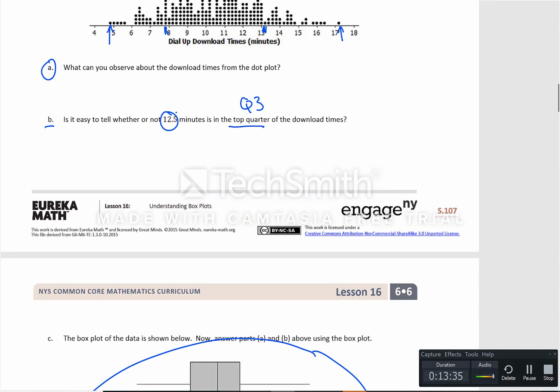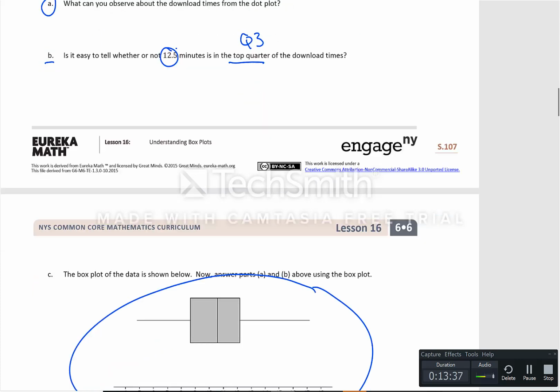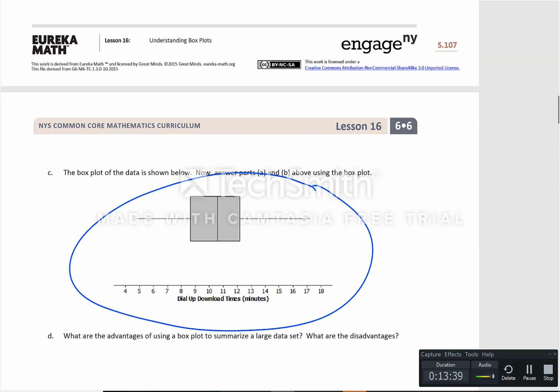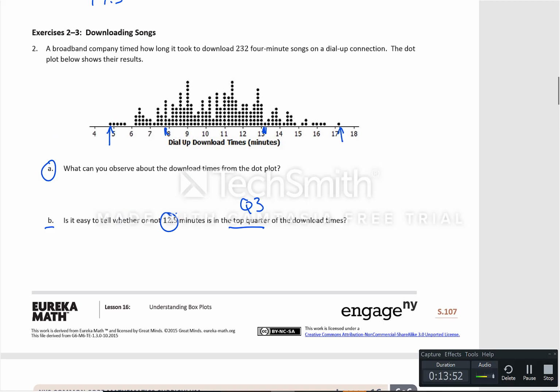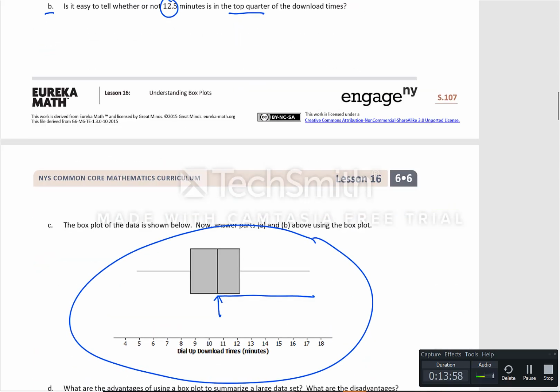Alright, so answer for part A was based on the box plot. About half of the times are above 10.6 or 10 and 6/10. So half of my data is above that median. If I look up here, it looks like it might match as well, because 10 and 6/10 would be split right here. And that looks kind of like half the dots are above.